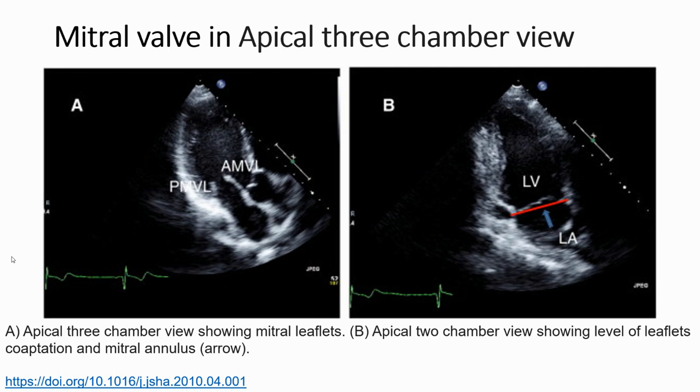This is the apical three chamber view, so mitral leaflets in image A. What is on the right side we call the posterior leaflet, and on the left side we call the anterior leaflet. In image B, the apical three chamber view shows the level of leaflet coaptation and the mitral annulus, arrow.